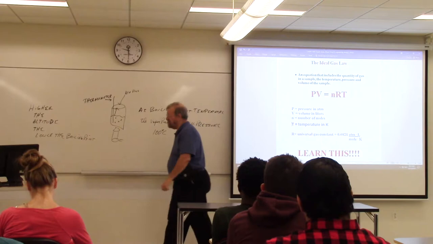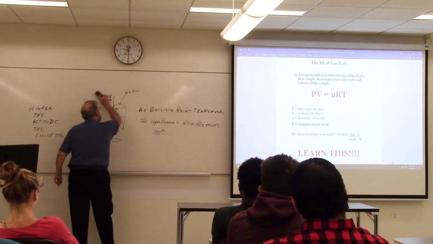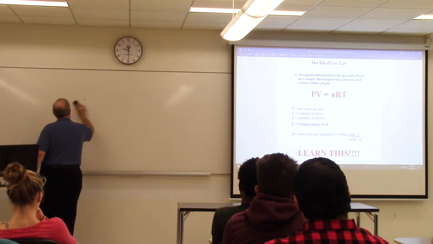Now, before we go into a PV equals nRT problem, let's look at a practical application that you should know about for PV equals nRT. Remember, the dial is turned up to 20, even though it really only goes up to 10. That's how important this is.